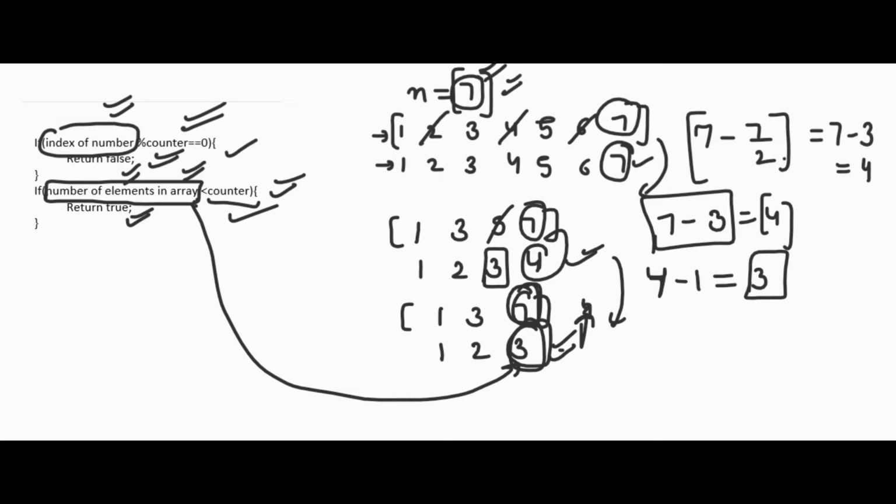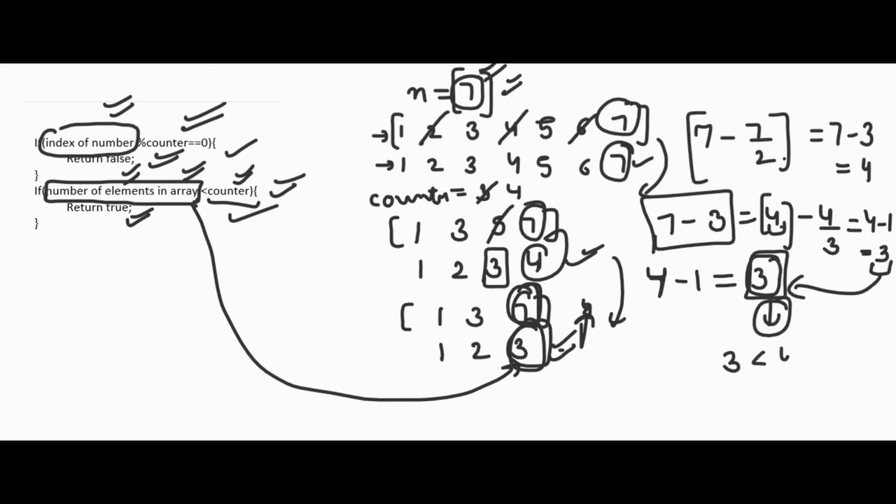Next, we have 4, right? Now, every third number has to be deleted. That means the counter value at this point will be 3. So what we have to do is 4 minus 4 by 3. It is 4 minus 1, which is equal to 3, right? So next time it will be indexed as 3. Now, every fourth number has to be deleted. That means the counter value will be 4, but we will reach the condition that the counter value became greater than the index of 7, which we have already found, which is 3. So as 4 is greater than 3, it will return true from this condition.